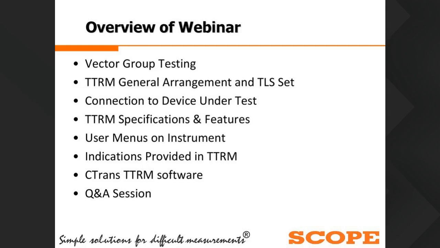Then connections to the device under test, how to connect our instrument to power transformers or distribution transformers, then current transformers, voltage transformers, like that. Then our TTRM specifications and the advanced features that we have implemented in our instrument. Then the user manual, how to operate the instrument, and what indications we have provided in the TTRM. Then some part about the software, C-Trans, and after that we will have a separate question answering session.